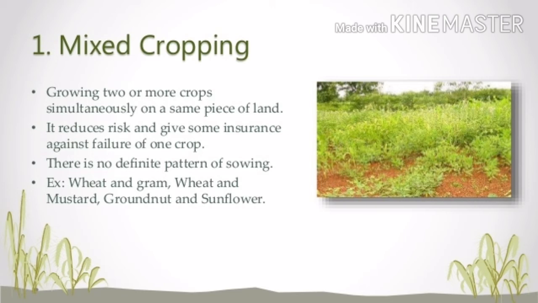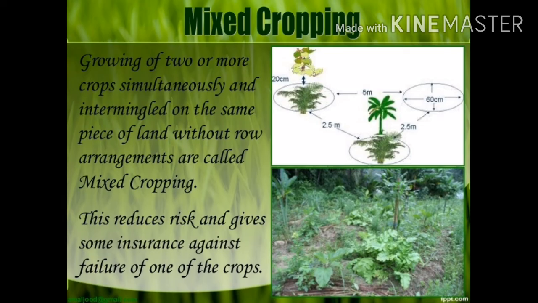In India different combinations of the crops are used by farmers in mixed cropping, like maize plus urad bean, groundnut plus sunflower, wheat plus chickpea, wheat plus mustard, cotton plus moong bean, and sorghum plus pigeon pea. These are the different combinations which are used by farmers in mixed cropping.